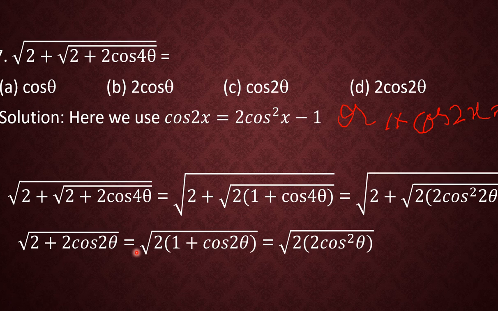So that's equal to square root of, again if I take 2 common here, then 1 plus cos 2 theta. Again use this formula, 1 plus cos 2x is 2 cos square x. So this is 2 cos square theta. Again 2 into 2 is 4, square root of 4 cos square theta. I can cancel square root and square, you will get 2 cos theta. So that is the answer, option B, 2 cos theta.